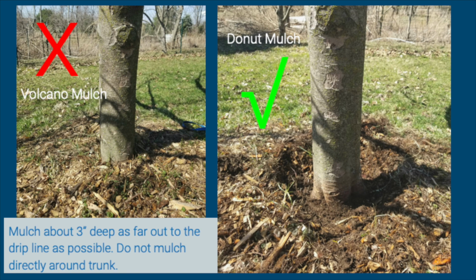The preferred mulching method is the donut mulch. You want to leave space around the trunk, making sure that the root flare is exposed. The main benefit of the mulch is to hold in moisture, and now you are directing that to the areas that actually need it.